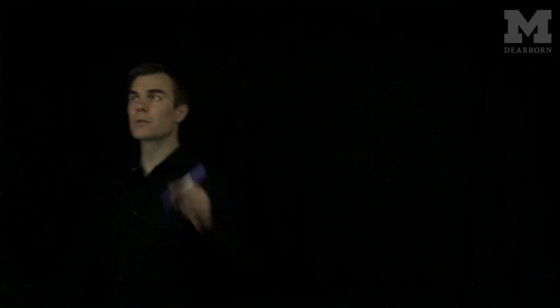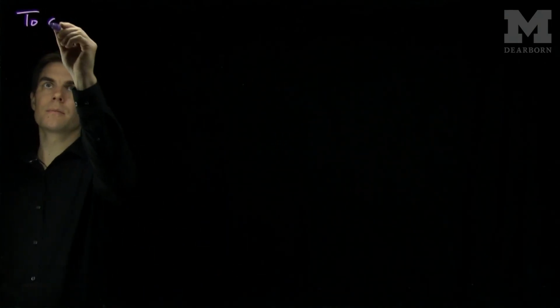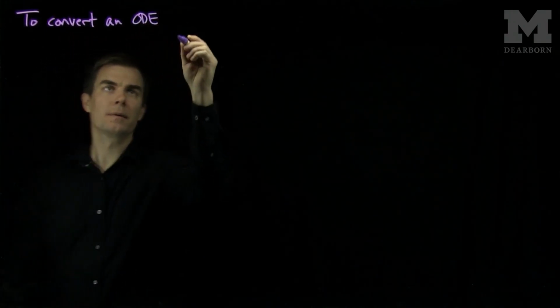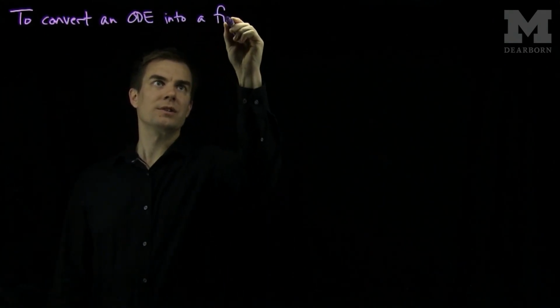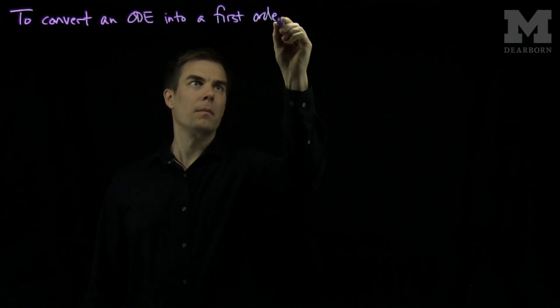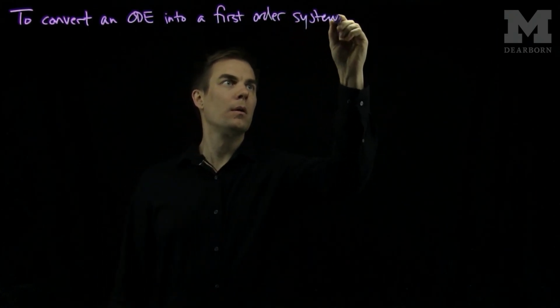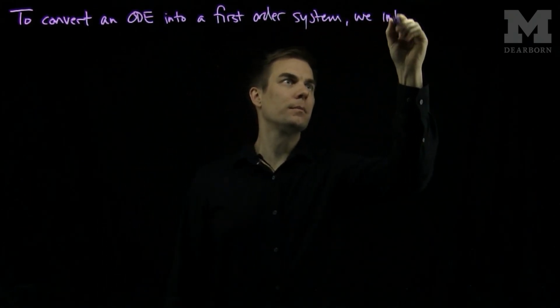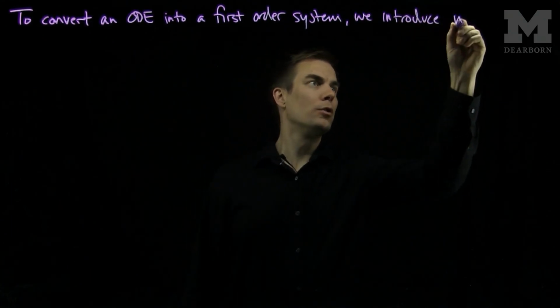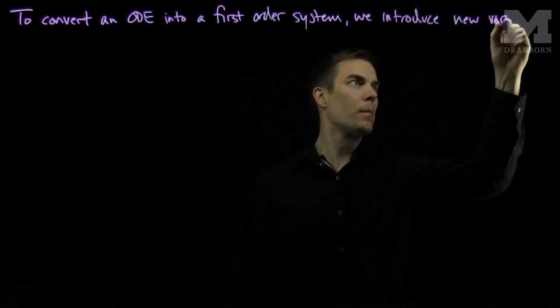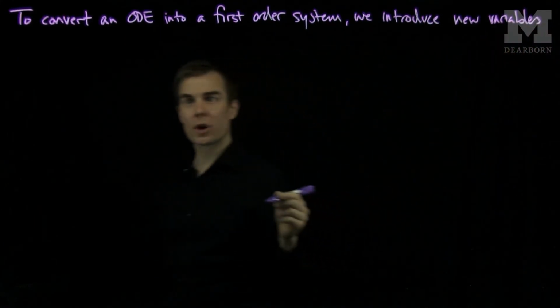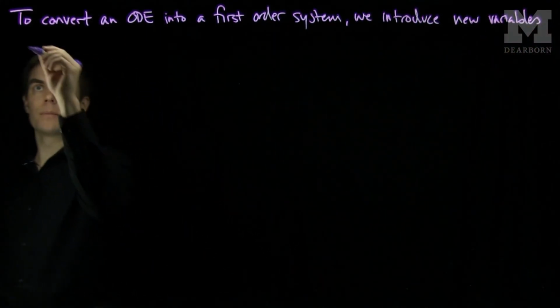Hello students, in this video we'll discuss how to convert ODEs into first order systems and how to convert first order systems into ODEs. So first, to convert an ODE into a first order system, we introduce new variables, which are the derivatives of the dependent variable.